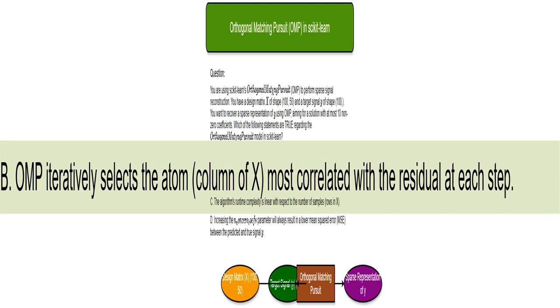This statement is correct. OMP works by repeatedly selecting the column in my matrix X that's most closely related to the part of the signal that I haven't explained yet, called the residual. It's like building a puzzle. I keep adding the most relevant pieces to fit the whole image.